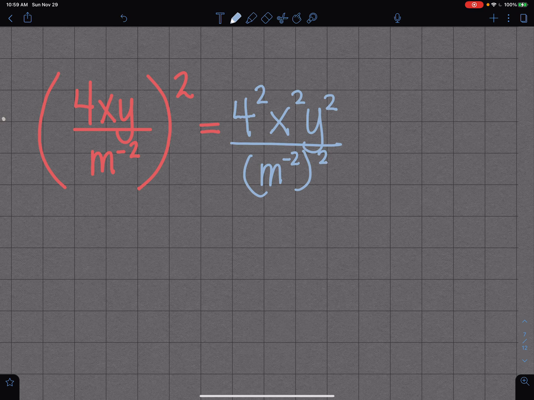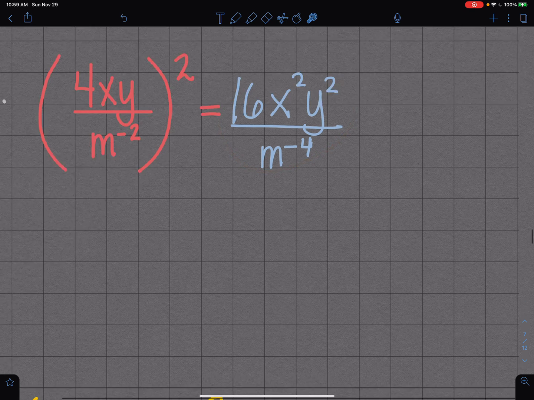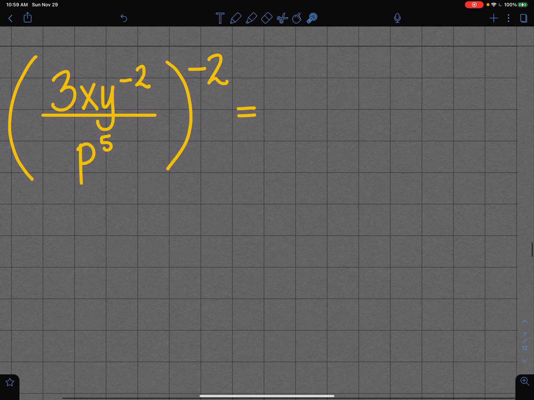So what's that going to be? It's going to be minus 4. Okay, and then let's just simplify this 4 squared, which is just 4 times 4, which is just 16. 16x squared y squared over m to the minus 4. Final answer. Bam. Easy. All right, let's do the next one, which is D. This one is getting a little more complicated here. Can you see it? It's a little more complicated.